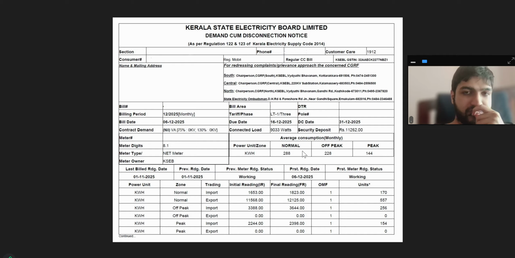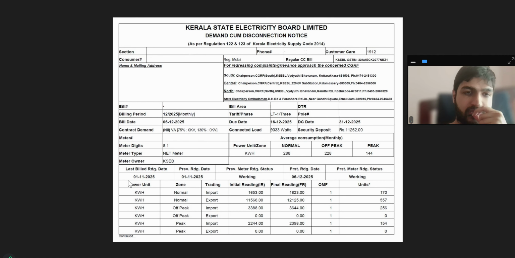Now, the normal will be about a 10% discount from the normal rate, and the off peak will be about the normal rate, what is the electricity rate charged by the utility, and peak will be about 25% above the normal rate. So that's how the electricity bill is calculated from the monthly consumption as per the different time zones or power unit zones.